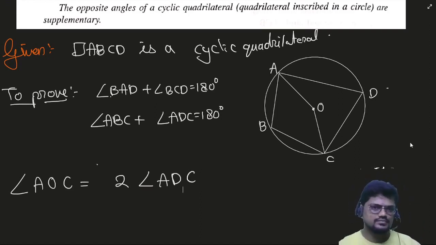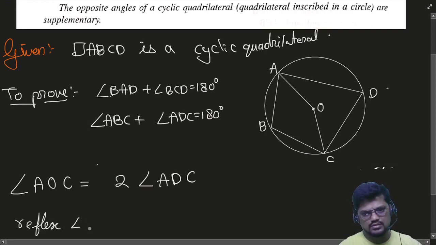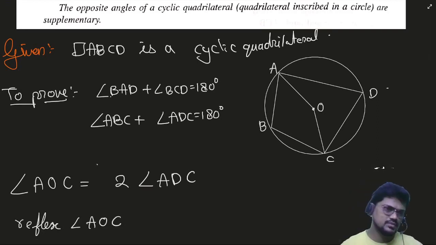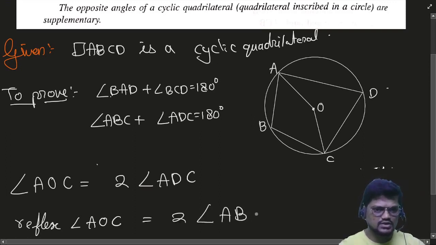Also, angle AOC, this was this angle. Also, reflex angle AOC. Reflex angle AOC means the angle which is greater than 180 degrees. This angle. Reflex angle AOC will also be twice of angle ABC. Yes or no?